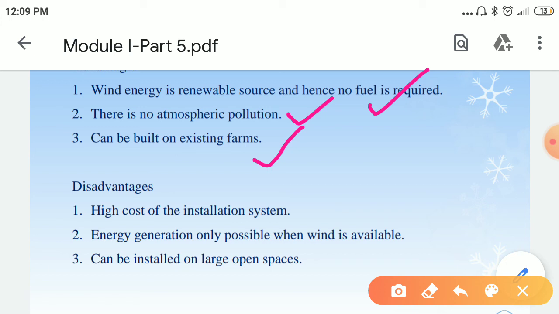Now, what are the disadvantages? We know that for installing the system, we need a high cost. And energy generation is only possible when the wind energy is available. So it depends upon the weather conditions. Then it can be installed only on a large open space. Then only it will be effectively utilized. So these are the disadvantages.